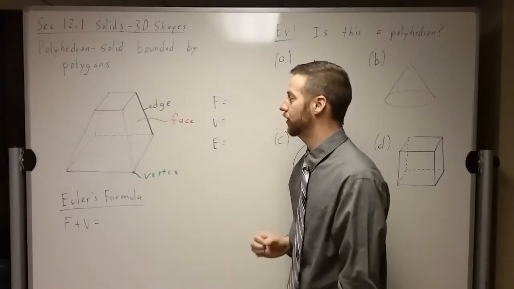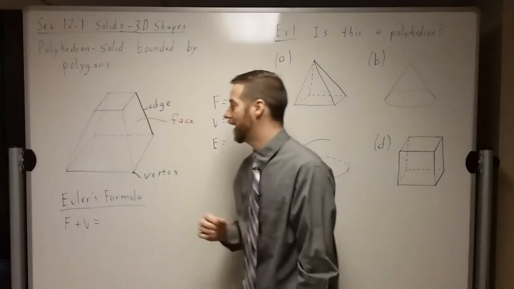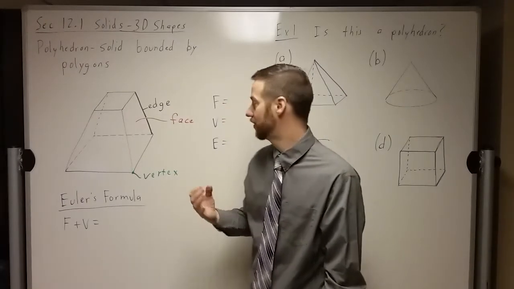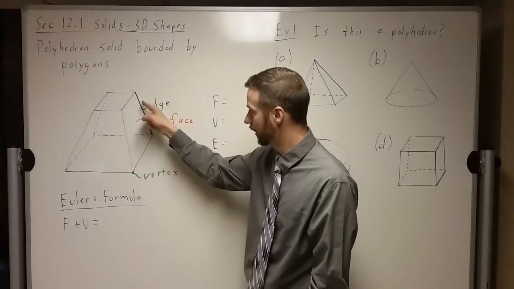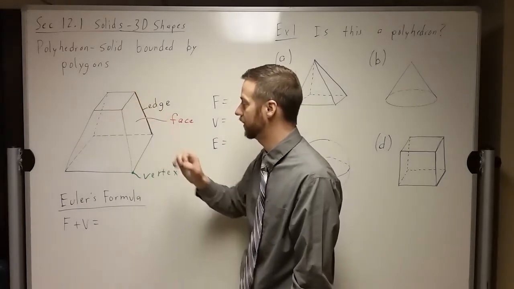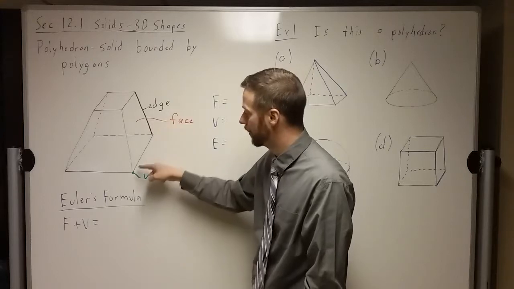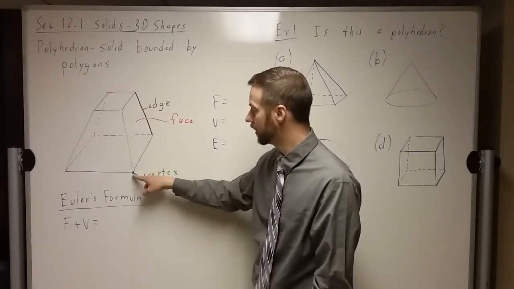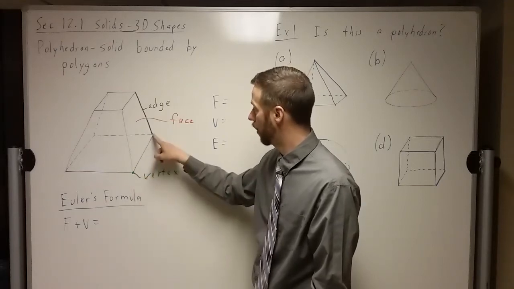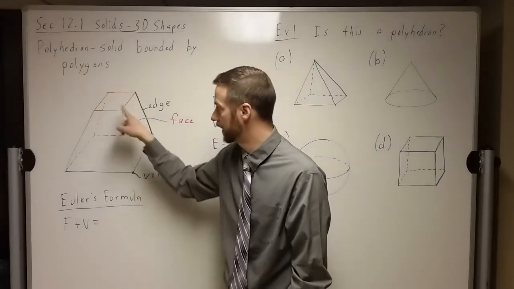All right, and the parts of a polyhedron. We always have faces, vertices, and edges. Faces are the polygons. So this entire thing is a face. This square up here is a face. The edges are the segments that are put together to make the polyhedron. And then the vertices, or vertex is the singular, are the points where the edges come together.